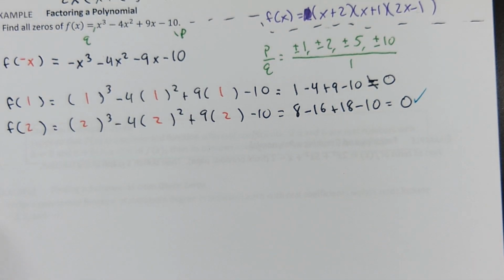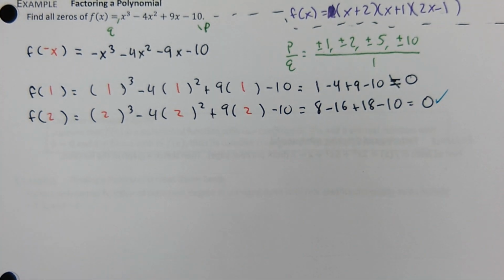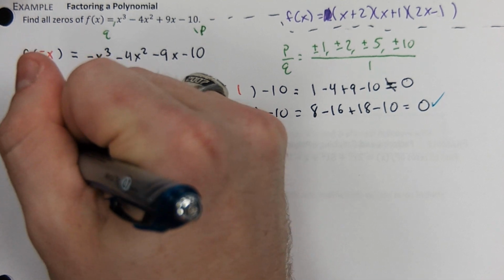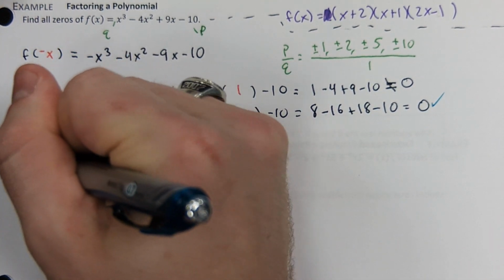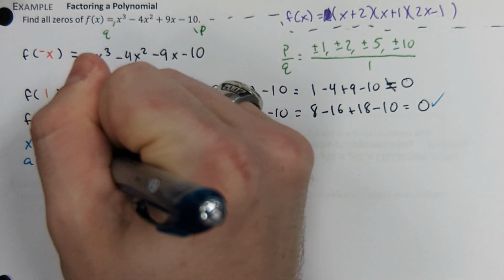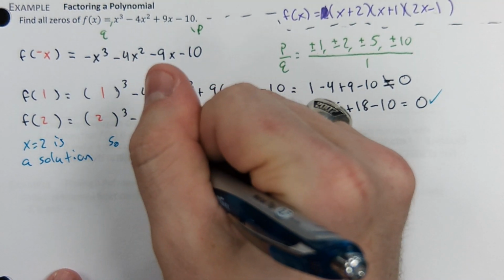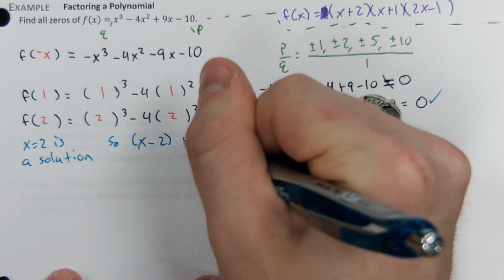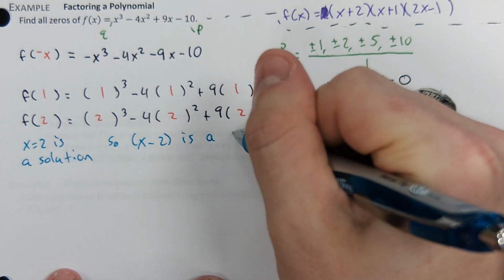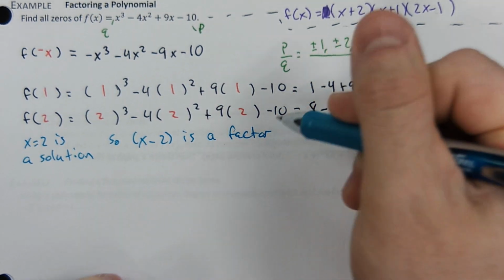Yay! We found a solution, which means we also know one of our factors. We know that x equals 2 is a solution, and we know that x minus 2 is a factor. That's a big deal.